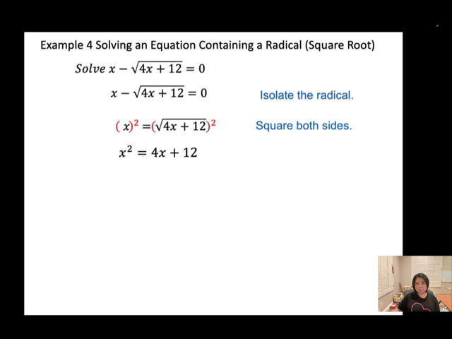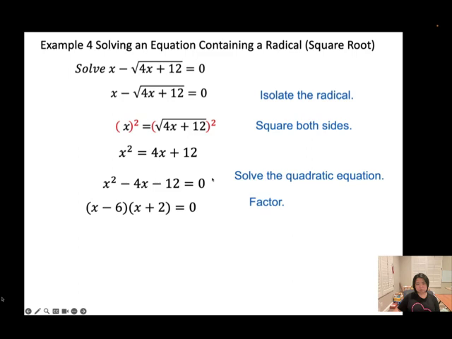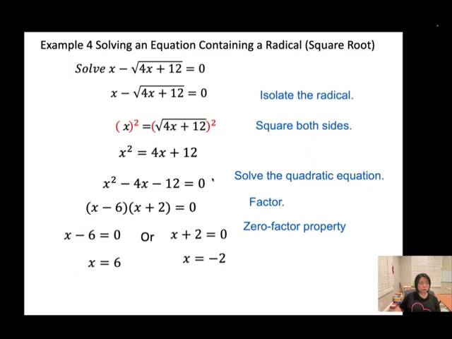Now we're gonna rewrite it in the standard form of the quadratic equation, ax squared plus bx plus c equals 0, and then solve the quadratic equation. Factor it out. You can use the x method. That will be 6 times 2, right? Zero factor property: x minus 6 equal to 0 or x plus 2 equal to 0. So we find that x equal to 6 and x equal to negative 2.